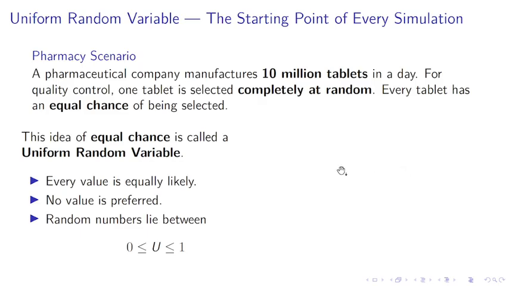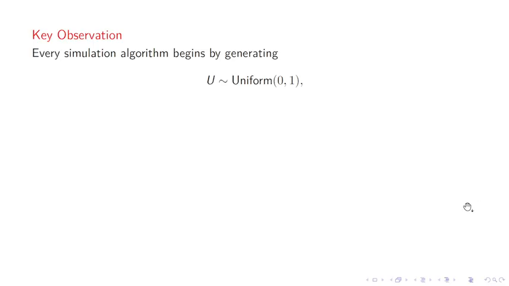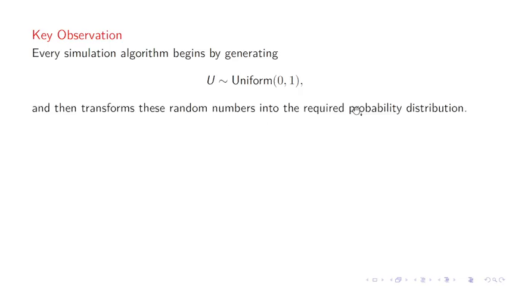Random numbers lie between 0 less than or equal to u less than or equal to 1. Here the uniform distribution is denoted by capital U. Uniform 0 and 1, all values are equally likely. The range is between 0 to 1 only. Here the key observation is every simulation algorithm begins by generating a uniform random number and then transforms these random variables into the required probability distributions.